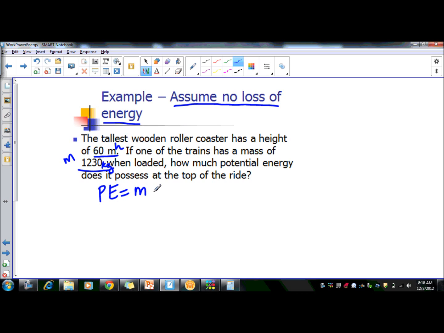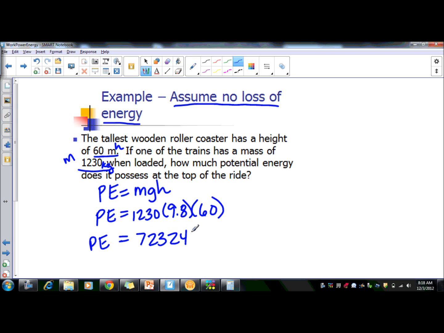So potential energy is mgh. Our mass is 1230. g is always 9.8. And our height is 60 meters. So if we do 1230 times 9.8 times 60 in the calculator, we get 723,240 joules of potential energy. That is a lot. But that's because this is a fully loaded train. So think about how many cars might be in a train and all of the people sitting on it as well. So a huge number.